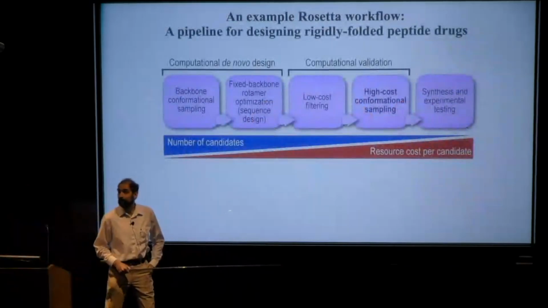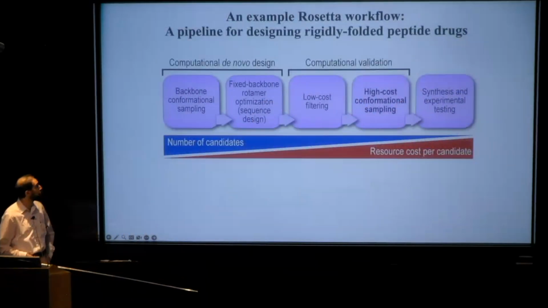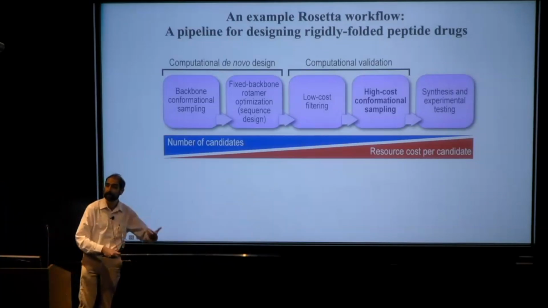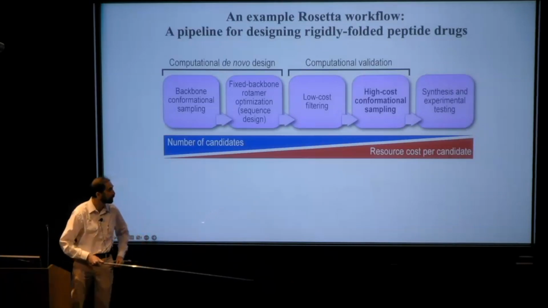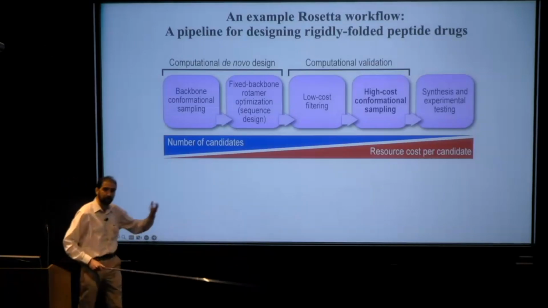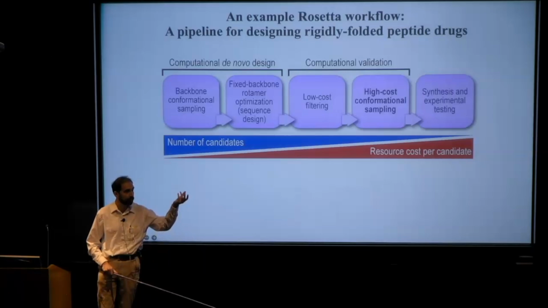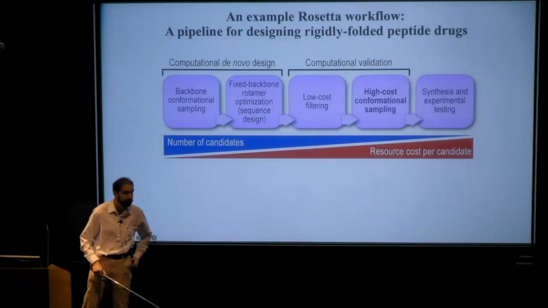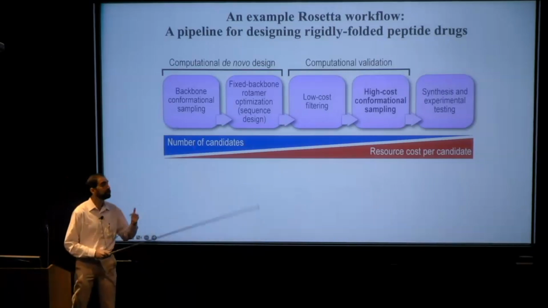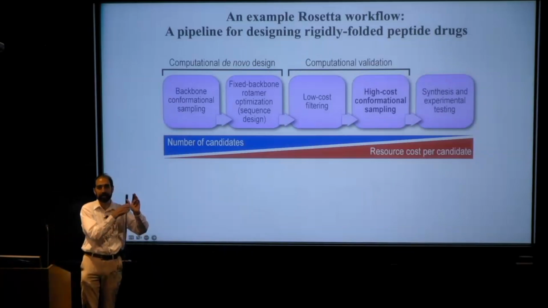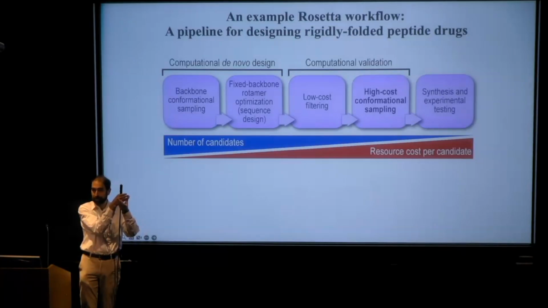Here's an example of a Rosetta workflow. This is kind of the process that I used to design those NDM1 inhibitors that I told you about earlier. We start with the experimentally determined structure of a target protein that we want to bind to. We dock in an initial stub, and then we build out a chain of amino acids and sample conformations of a macrocycle in a binding pocket on the target.